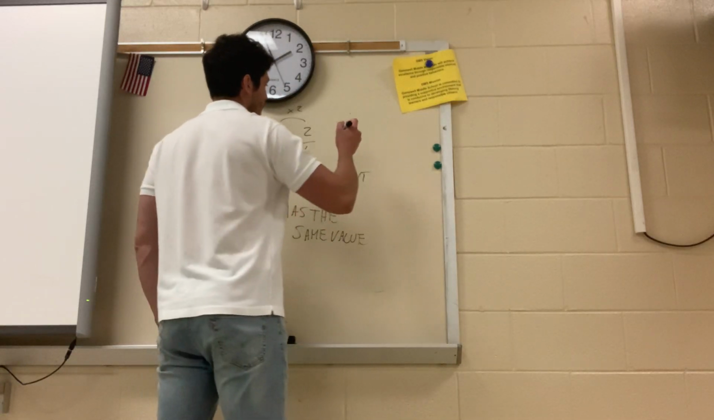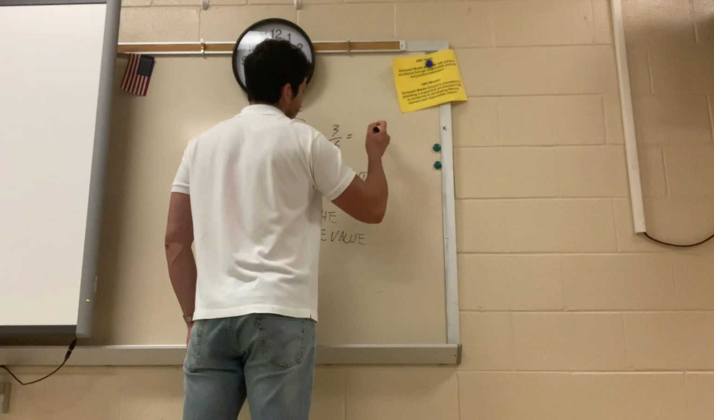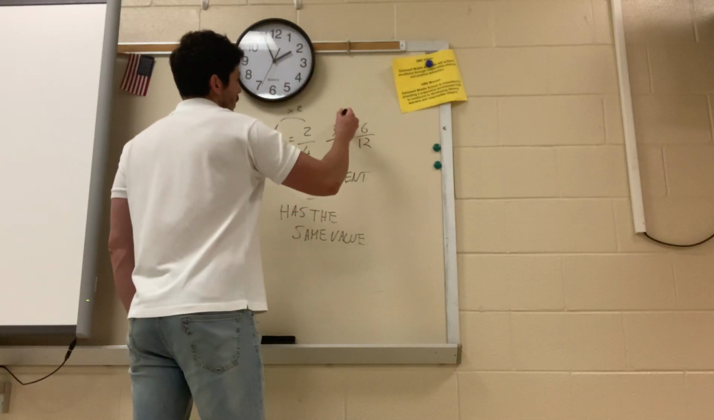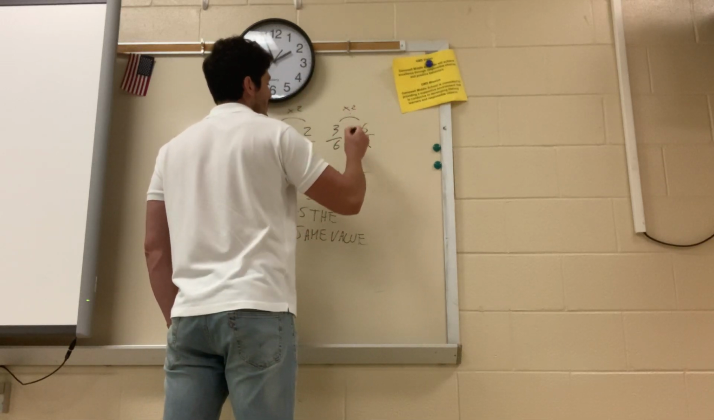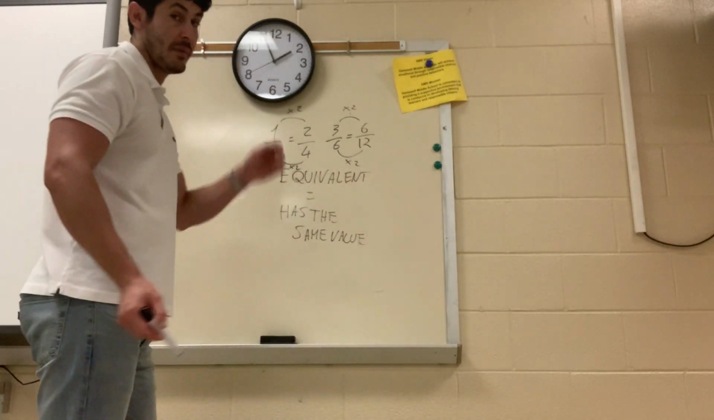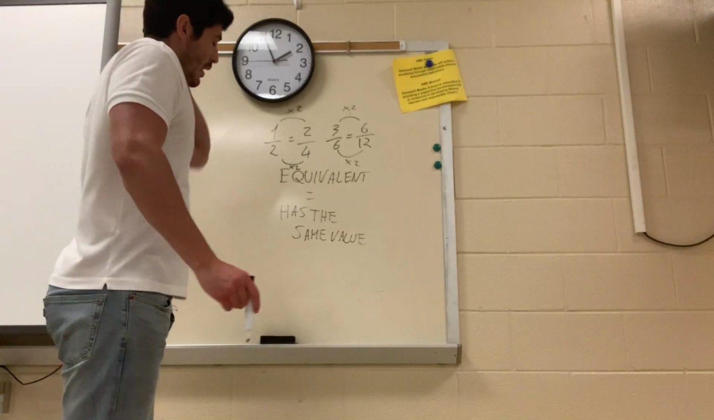Another example could be 3/6, right, is equivalent with 6/12. Once again, we multiply the top by 2 and also the bottom, the denominator, by 2. And that keeps the same relationship.